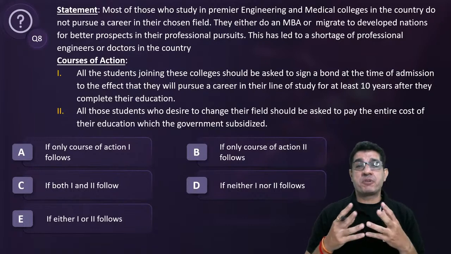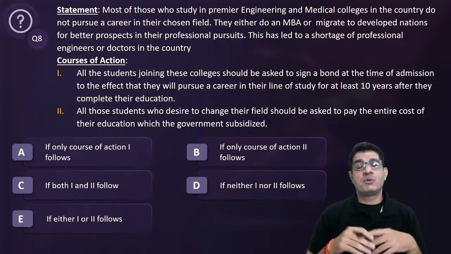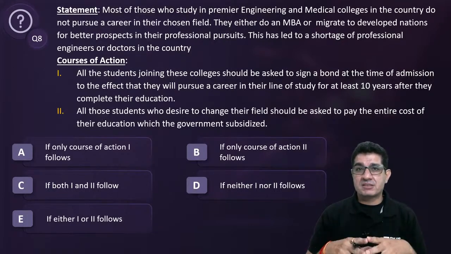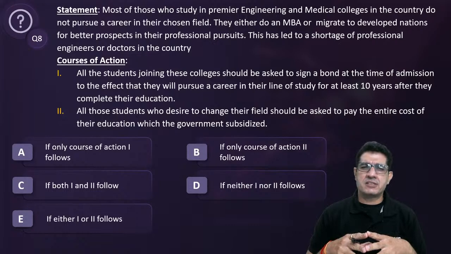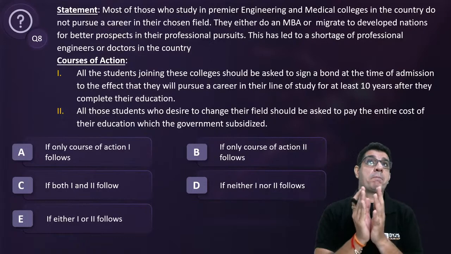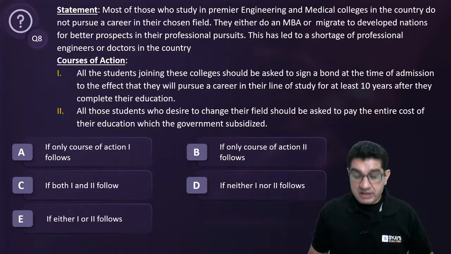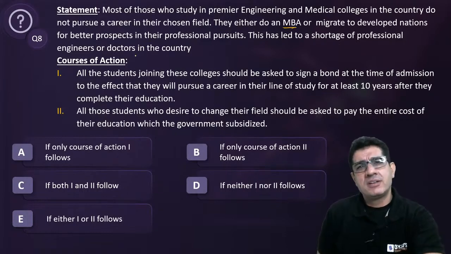We have a shortage of professional engineers and doctors. Why? They either do an MBA or they migrate to developed nations for better prospects. So the first course of action says tell them that they will pursue a career in their line of study for at least 10 years. Fantastic. But where does it say that they need to do it in India? It will prevent them from pursuing an MBA, but they can still move abroad.